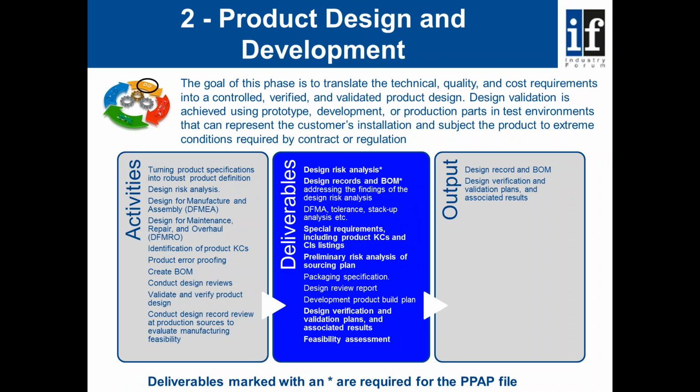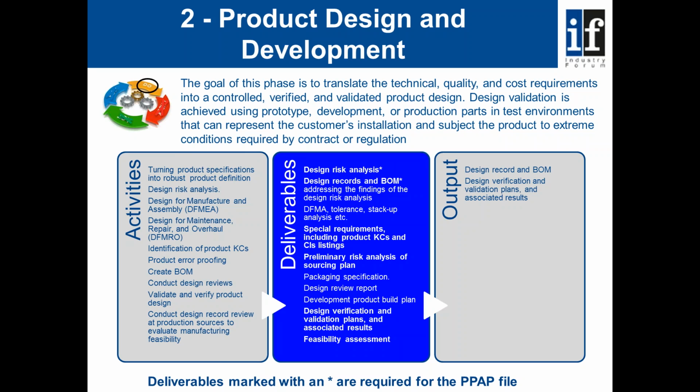If we then move to step 2, which is product design and development, again we have activities, deliverables and output. The goal of this phase is to translate the technical, quality and cost requirements into a controlled, verified and validated product design. Design validation is achieved using prototype, development or production parts in test environments that can represent the customer's installation and subject the product to extreme conditions required by the contract or regulation. The output of this stage is the design record and bill of material, design verification and validation plans and the associated results.